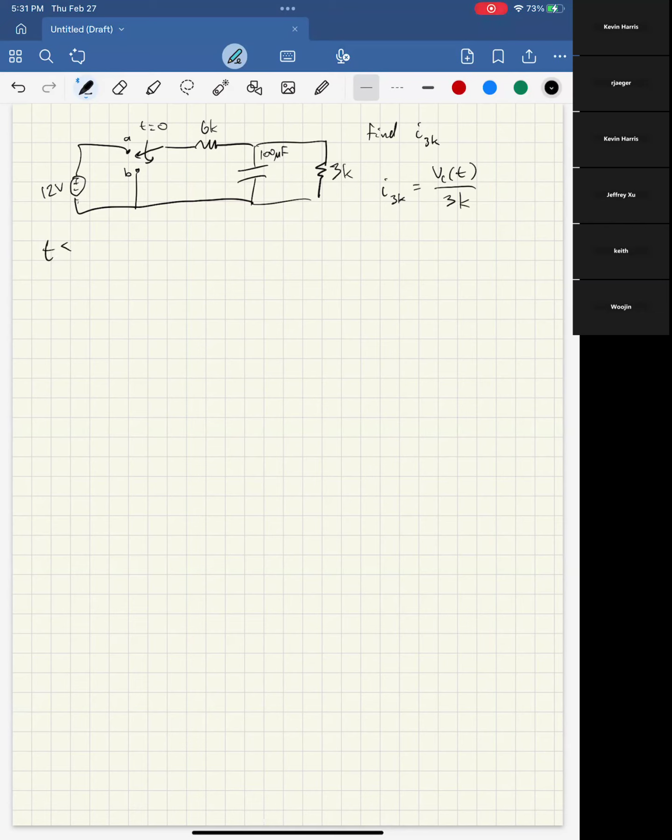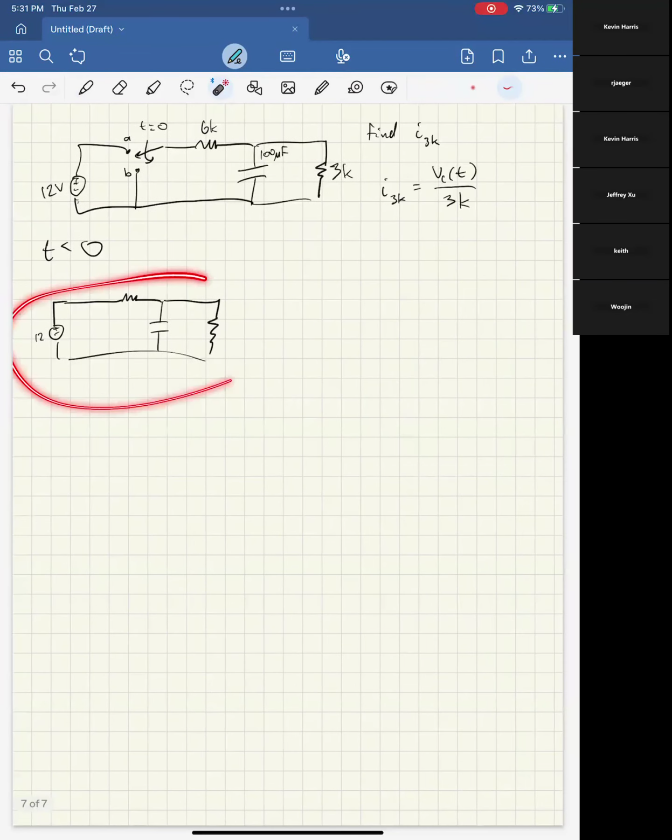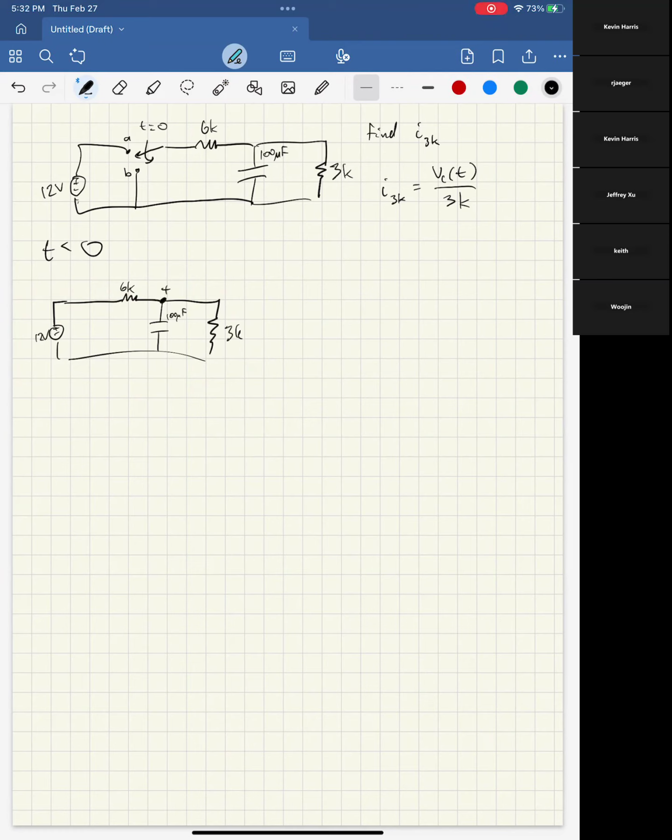So for t less than 0, that 12-volt source is in the circuit. So we have plus-minus 12, and that goes to the 6K and the capacitor and the other thing. And this is the exact same thing we had right here. It's the same circuit, just this resistor has been moved up a bit. 6K, 100 micro, 3K, 12. And so we want to find the voltage between here and here.